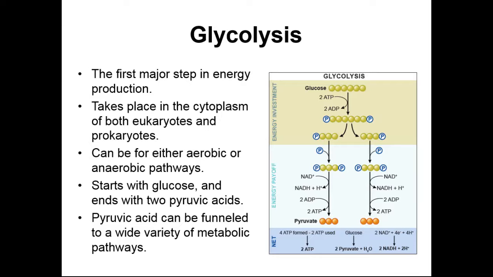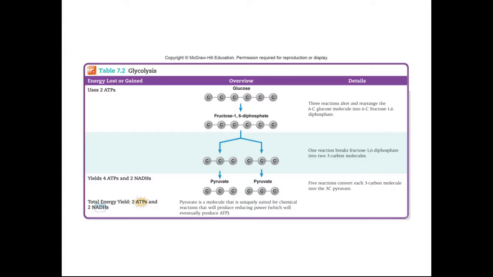Glycolysis will take place in the cytoplasm in both eukaryotic cells and prokaryotic cells. And glycolysis is used for either aerobic or anaerobic pathways and for fermentative pathways as well. We always are going to start with the glucose and end with the 2 pyruvate molecules, and those pyruvic acid molecules are an intermediate molecule. We can funnel them to the Krebs cycle, the citric acid cycle, or to those other metabolic pathways. Here's a figure from your text, essentially illustrating the same thing.